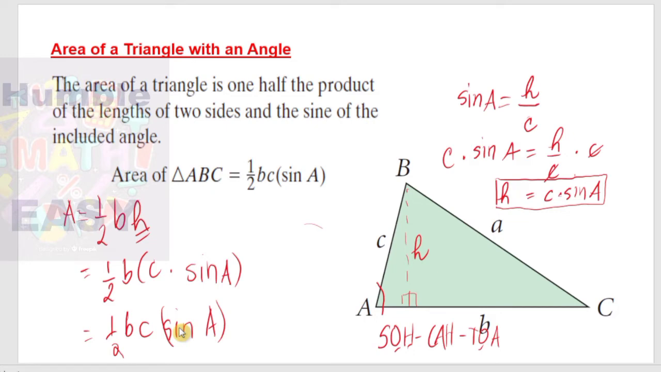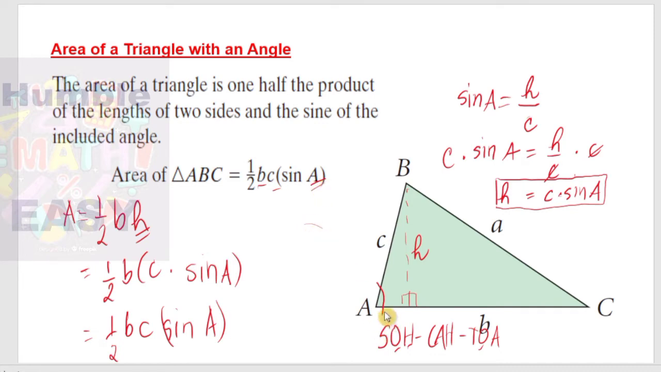I'll erase this one because it's clear already. So again, we now have 1/2 base B times C times sine A. That is how we derive this formula for us to be able to use with a given angle and two sides. Then we have two sides that are given with another angle which is in between the two sides.